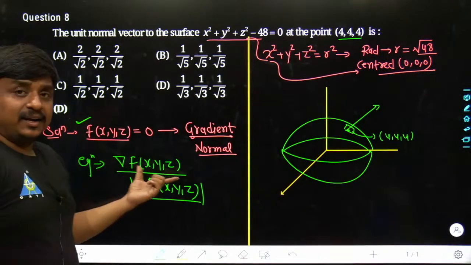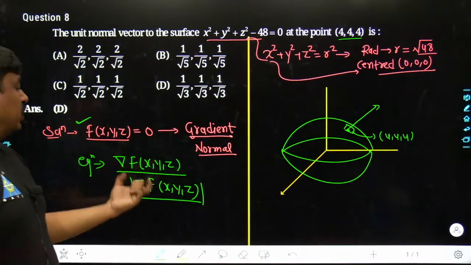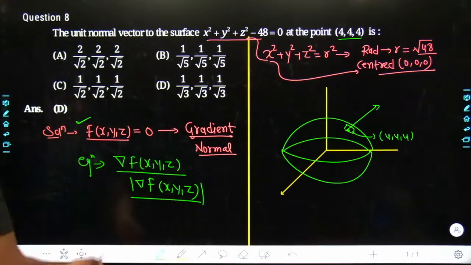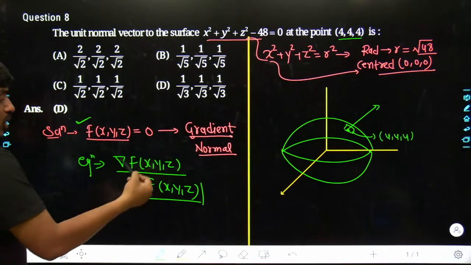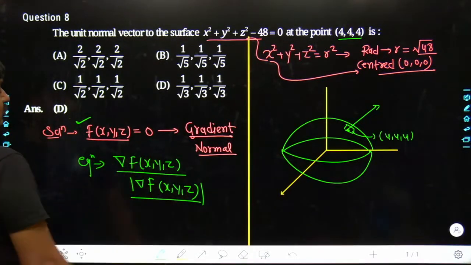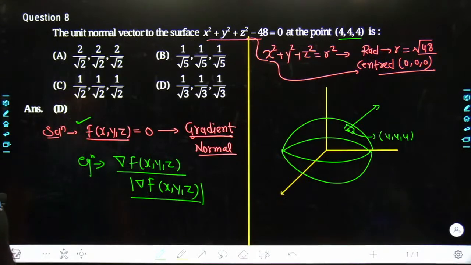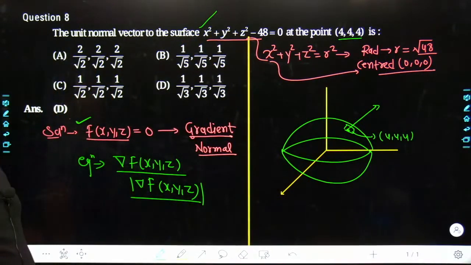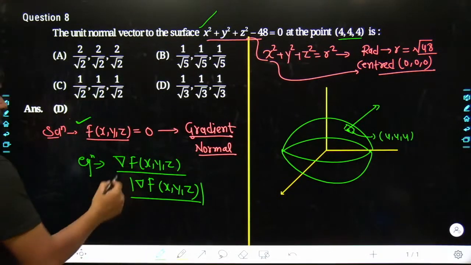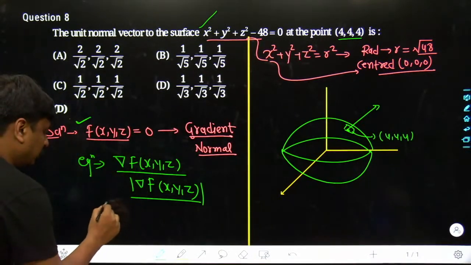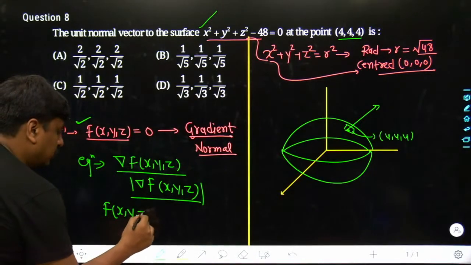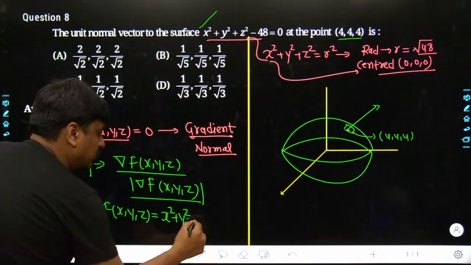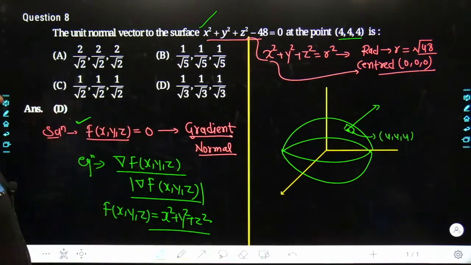Obviously, once you take its gradient, it would have its direction as well as its magnitude. So obviously the magnitude has to be snatched out. And for snatching the magnitude, we had to take the mod of the gradient of the function f(x, y, z) in the denominator. So now you had to get the gradient of the function f(x, y, z). What would be the worth of f of x, y, z? Obviously, it is precisely equal to x square plus y square plus z square. Yes. You had to take its gradient.